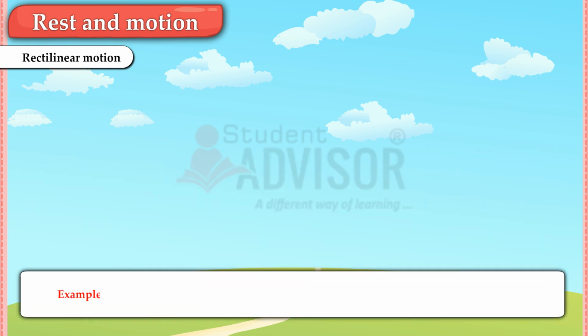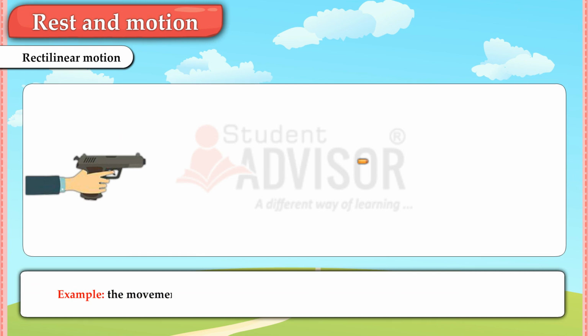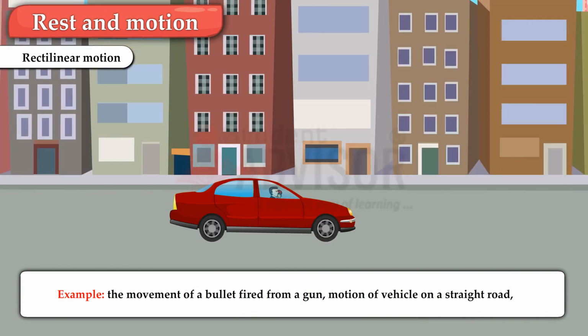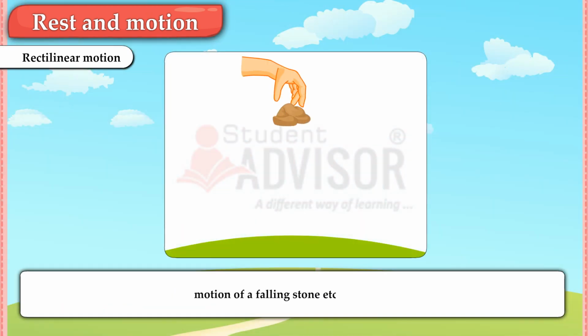For example, the movement of a bullet fired from a gun, motion of a vehicle on a straight road, motion of a falling stone, etc.